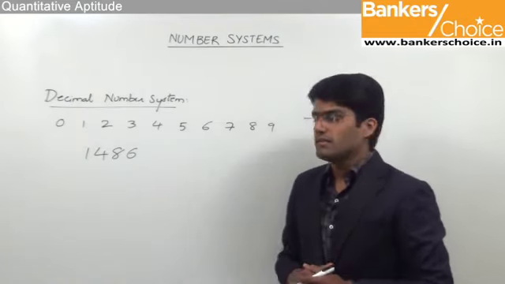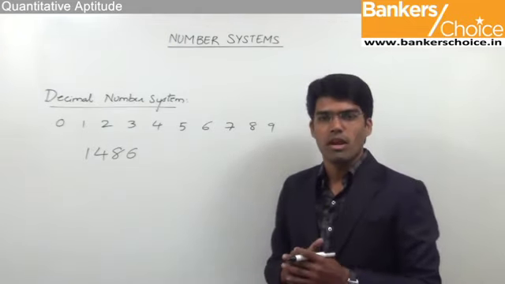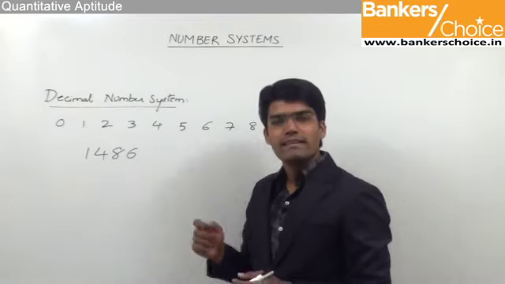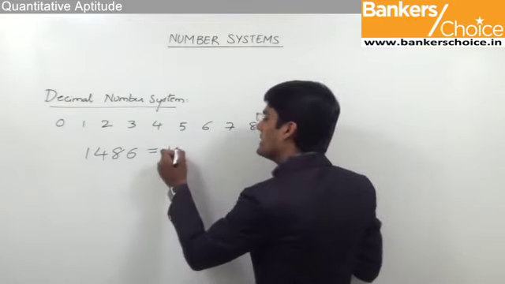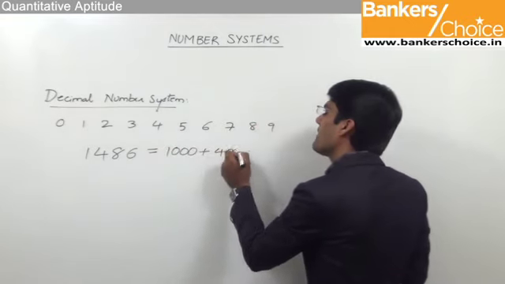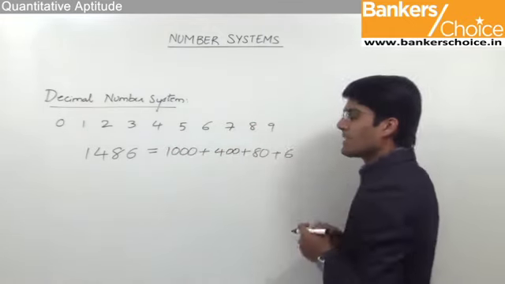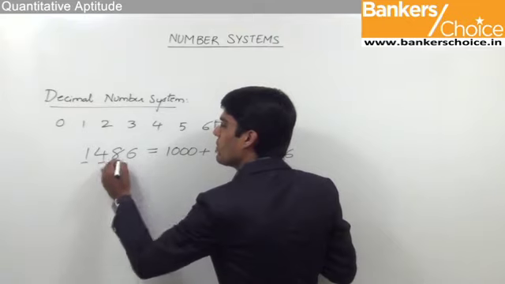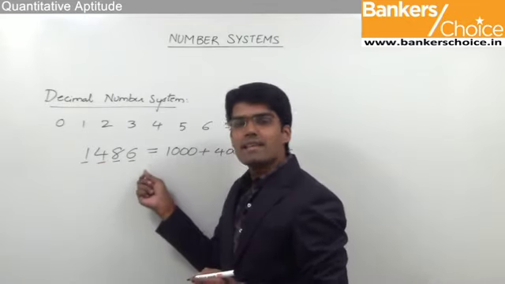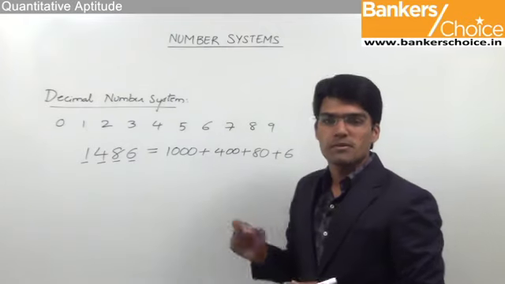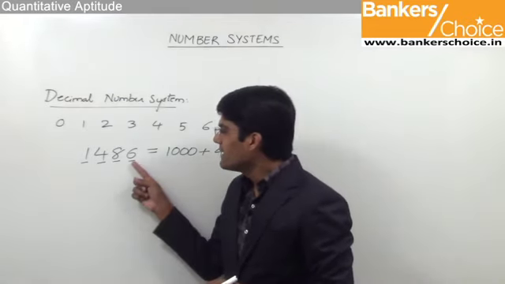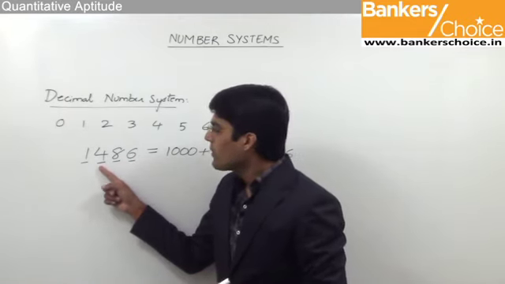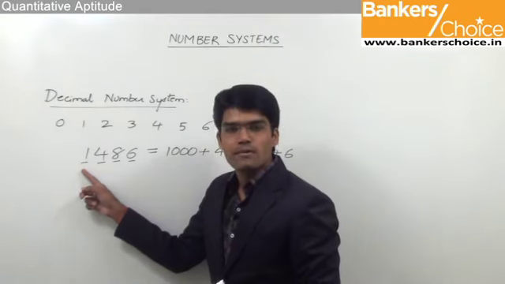Now, as I have already mentioned, the base of decimal number system is 10 because we use 10 different symbols here. So this number 1486 can be represented as 1000 plus 400 plus 80 plus 6. The reason behind this kind of representation is because we are using different digits, that is 1, 4, 8 and 6, and each of these digits has got a place value depending on its position. For example, 6 here is in units place. This is called as units place. Then 8 is in tens place, 4 is in hundreds place, and 1 is in thousands place, and so on.